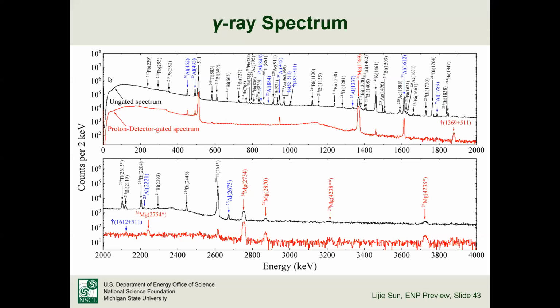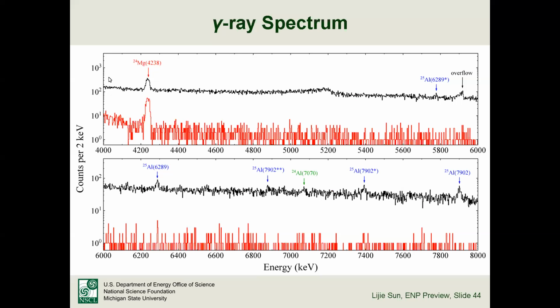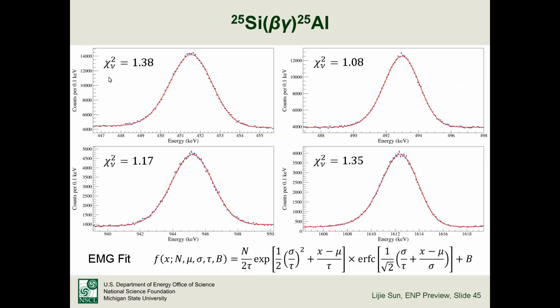Next, this is the gamma-ray spectrum measured by the SeGA germanium detectors. 8 new beta-delayed gamma-ray lines and 3 new gamma-ray lines following the proton emissions are observed. So this is the higher energy region of our gamma-ray spectrum. We observe gamma-ray lines as high as almost 7.9 MeV. So let's zoom in on a few peaks.